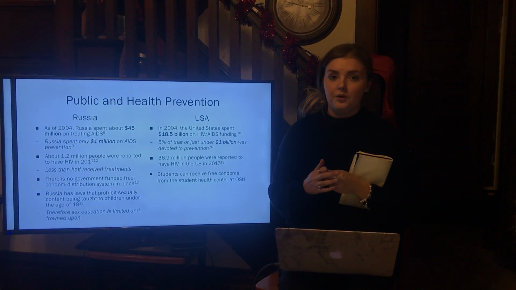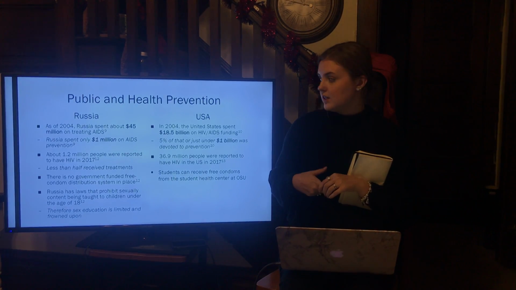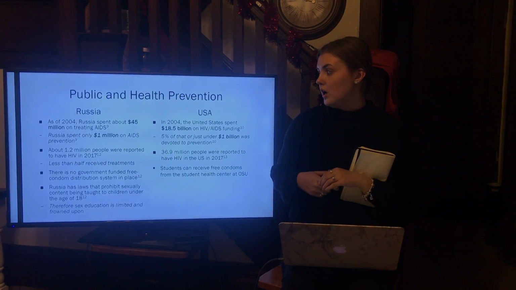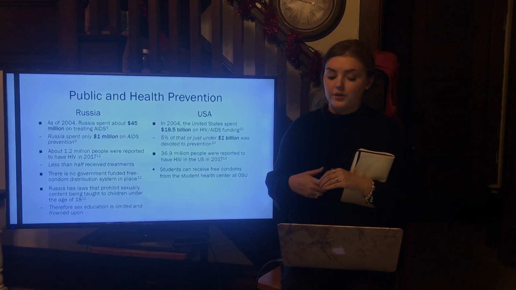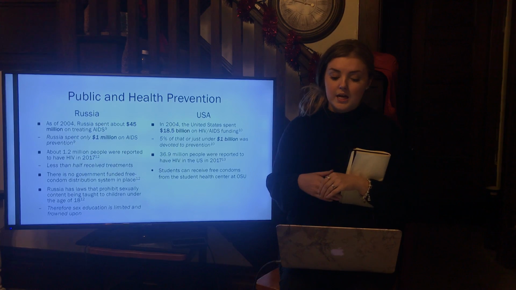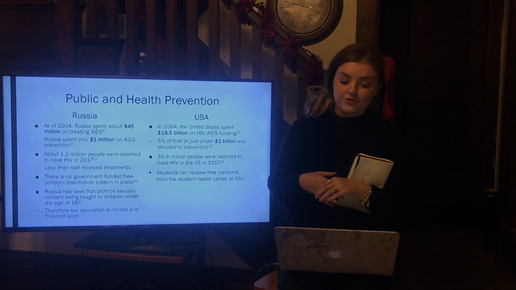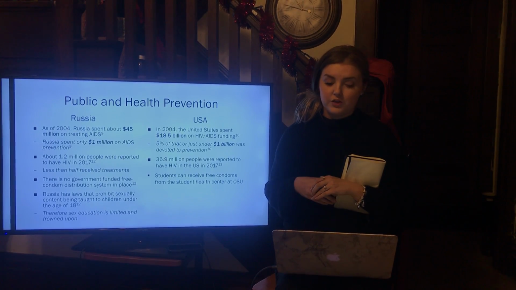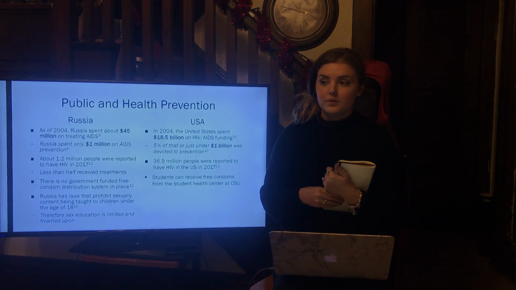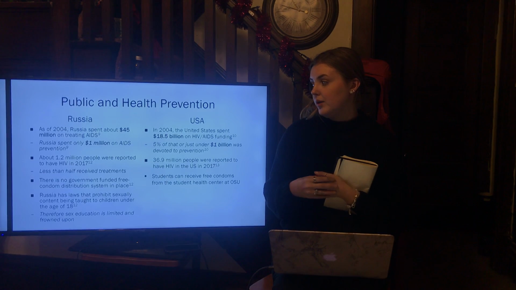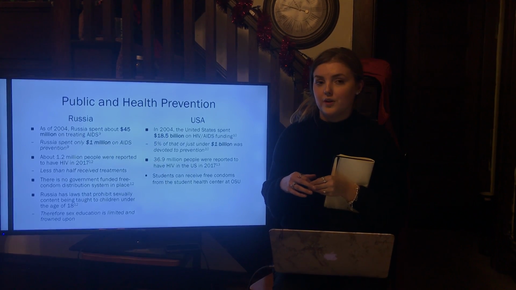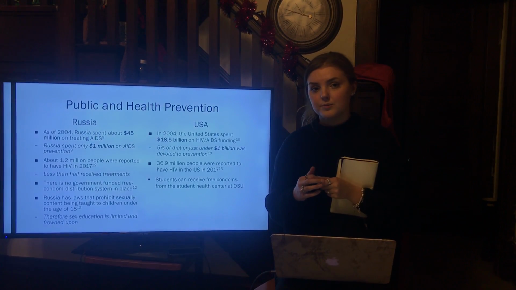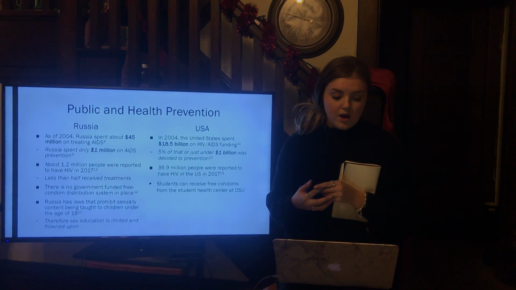Okay, so public and health prevention. I did mine on AIDS. So in 2004, Russia was spending about $45 million on their treatment of AIDS. That's compared to the U.S., which was spending $18.5 billion on AIDS and HIV treatment. And for Russia, only $1 million of that 45 was spent on prevention. And in the United States, $1 billion of the $18.5 billion was spent on prevention services.